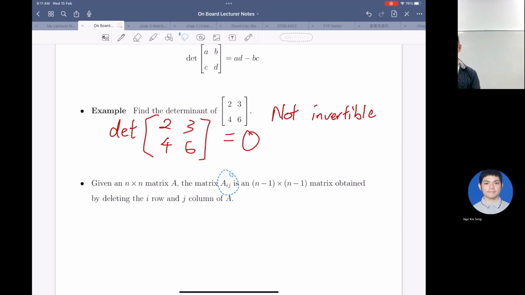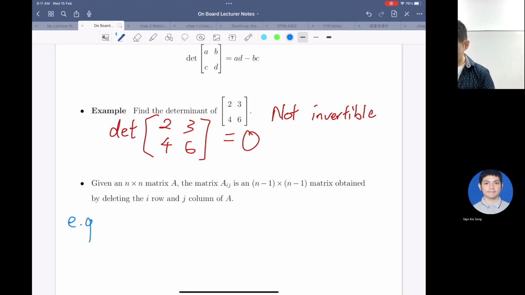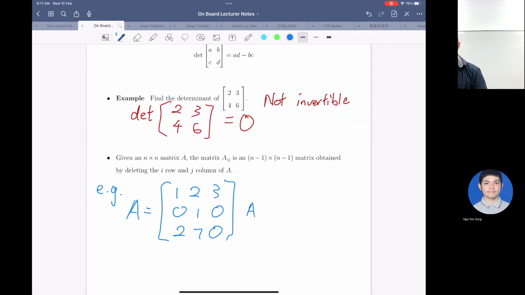Aij means you take away row i and column j. Okay, so let's see some example. For example, my A is 1, 3, 0, then 1, 3, 0, and then 2, 7, 0. Let's say I want to form A11. Meaning I take the first row away and then take the first column away, and then A11 will be the minor 1, 0, 7, 0.